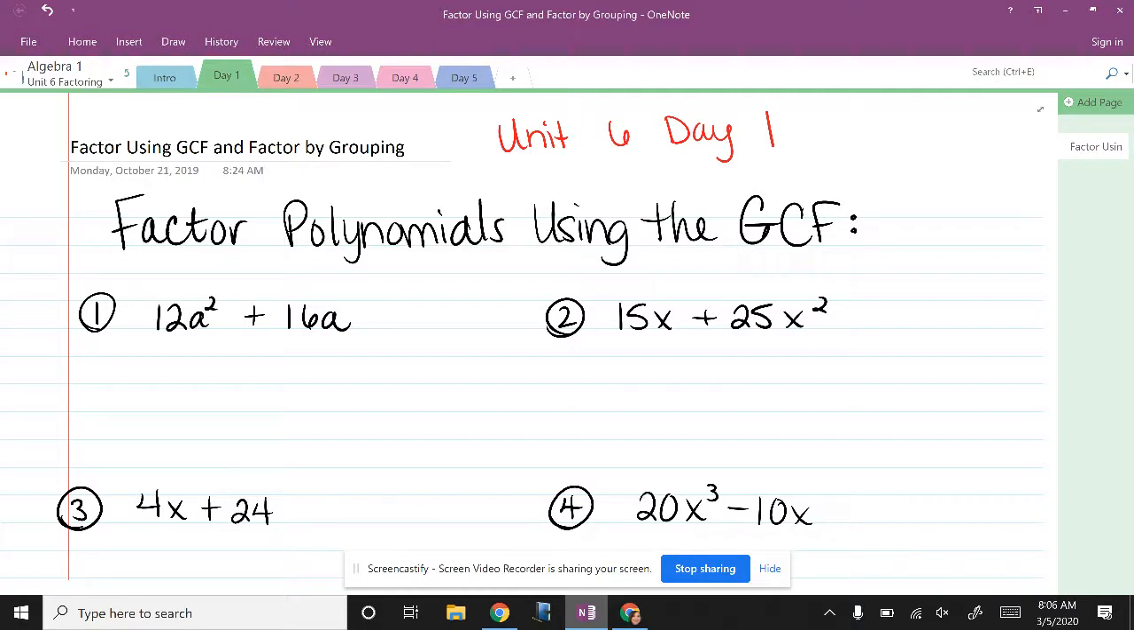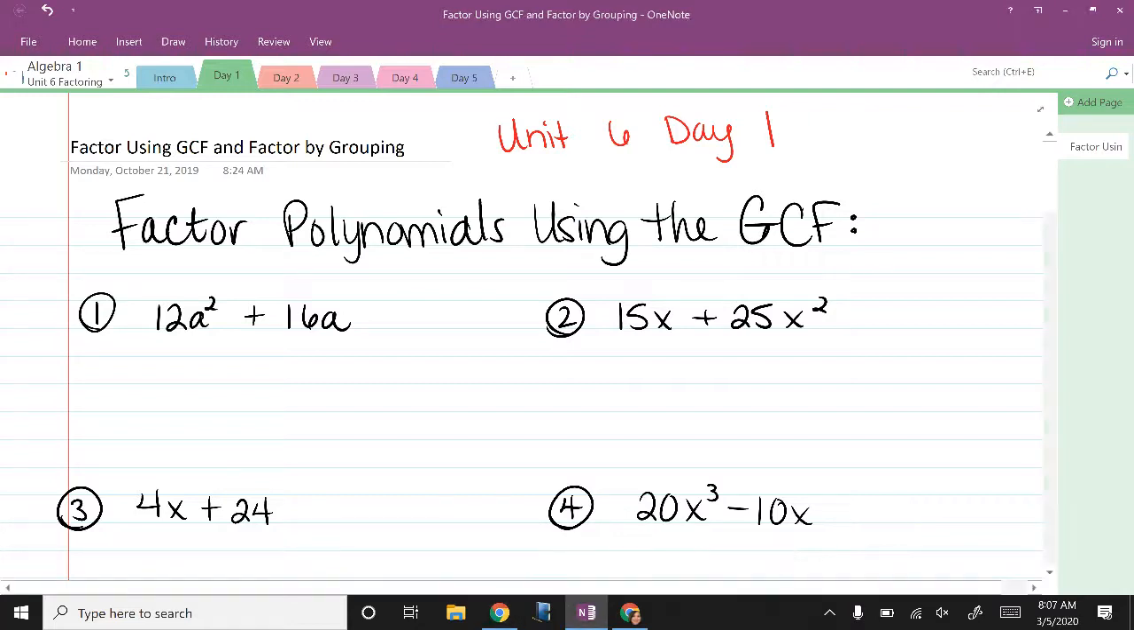We talked about greatest common factor a little bit yesterday. For numbers, it's the largest number that goes into the two numbers, or however many you got. For the variables, if they have the variable in common, it's the smallest one. So 12a squared plus 16a. What is the largest number that goes into 12 and 16? 4. So you're going to write down a 4 outside.